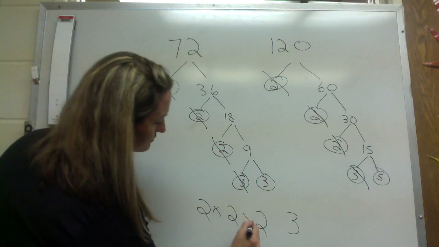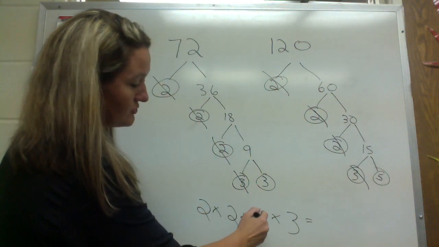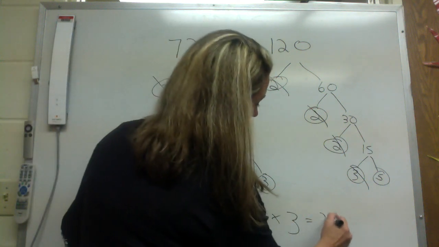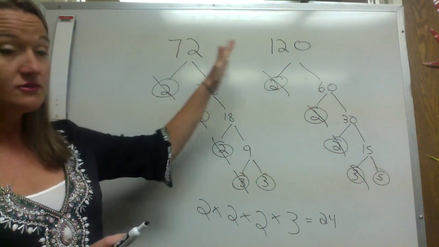All right, so we've brought down all the pairs. 2 times 2 is 4. 4 times 2 is 8. 8 times 3 is 24. 24 is the greatest common factor of these 2 numbers.